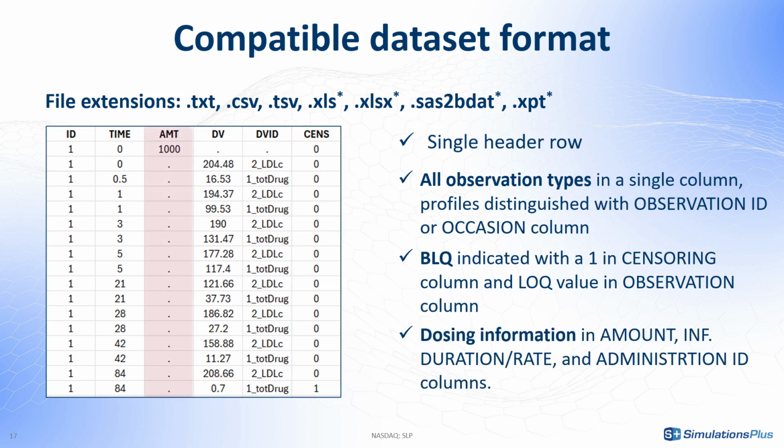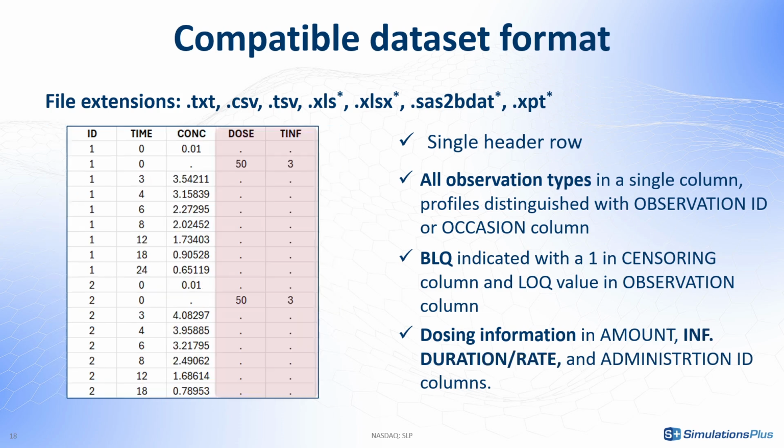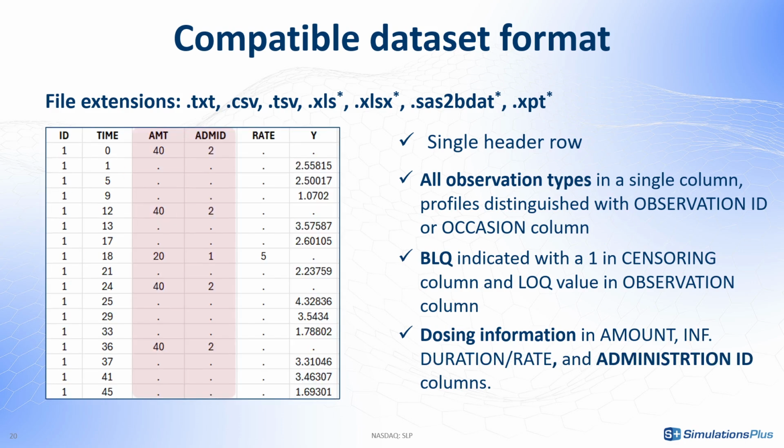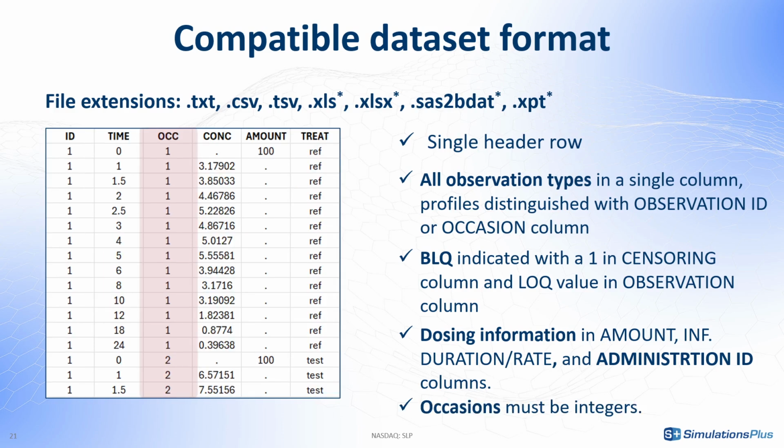All doses for all individuals must be included in the dataset with dose amount in one column, infusion rate or duration in another column. In addition, we distinguish several types of doses, such as oral and IV, or different drugs, using an additional administration ID column. And finally, occasions to distinguish different profiles within the same individual must be integers, so here column OC and not column thread. There are other rules, but these ones are the most important.